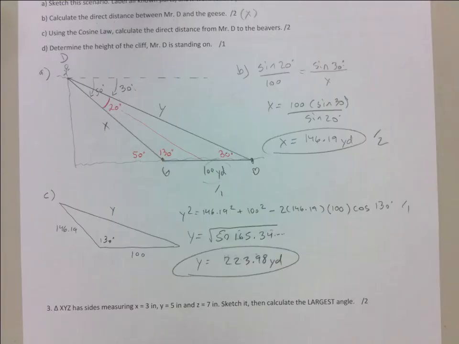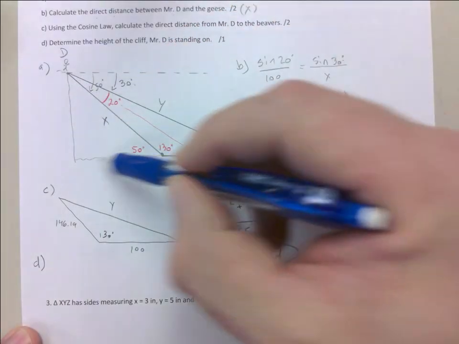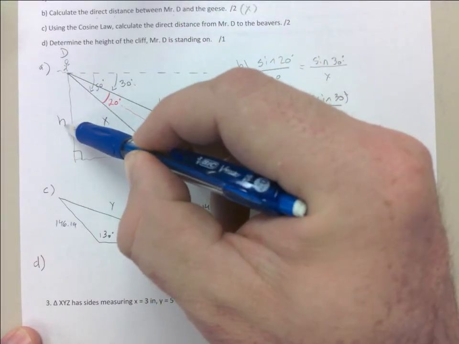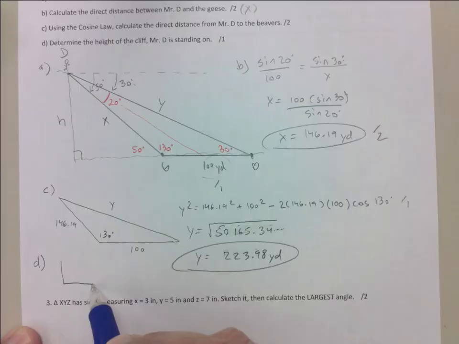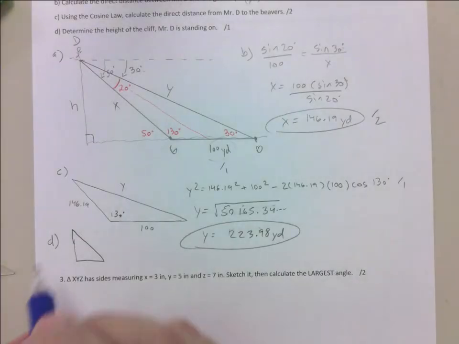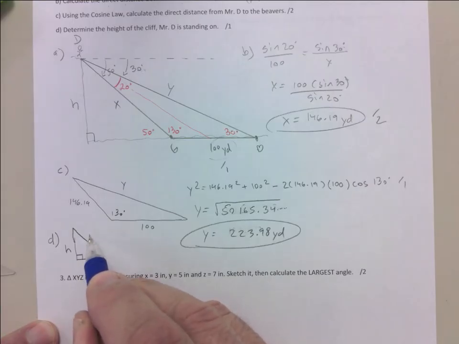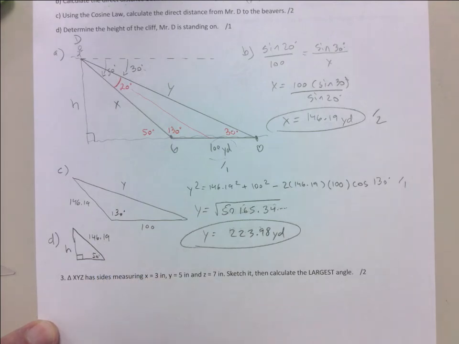What's the height of the cliff Mr. D is standing on? Oof, I ran out of space here, but I think I can make it work. I'm going to use this triangle right here to help me out with that. So this is H. So real quick, just sketch it here. I hope you can see that. I'm just going to call this H. This is 50. This is 90 here. I do know this one, 146.19. So it's basically 146.19 times sine of 50.